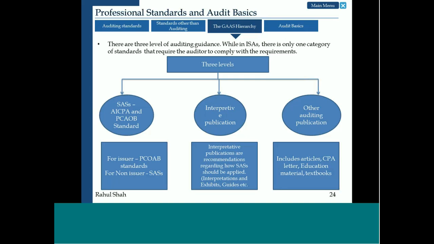Please note that it's possible that one or two questions can come if they want to test anything with respect to professional standards or the GAAS hierarchy. So please remember the education letters and all that are the last option. You don't refer to them until you have any information available in the PCAOB standard or AICPA standard. So these are the three levels of hierarchy.